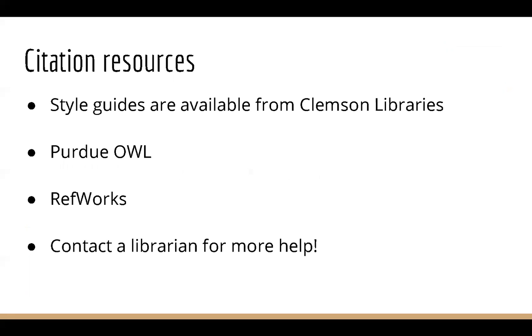It's a website which contains a lot of details about how to create various citations in APA 7th edition style. And you can find it by just Googling Purdue OWL APA. The library has a subscription to RefWorks, which is a software that will manage your citations and organize them for you and will help format your citations. And as always, you can contact a librarian for more help, and we'll be happy to direct you to our resources or help work one-on-one with you for your citation needs.